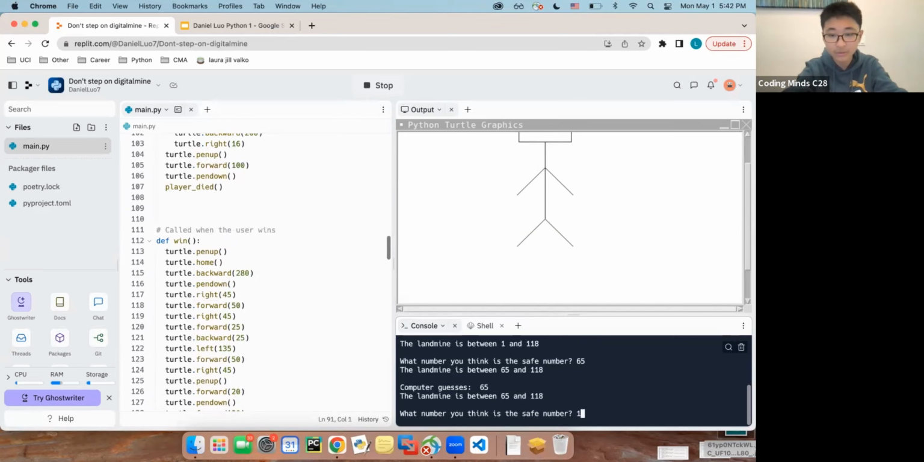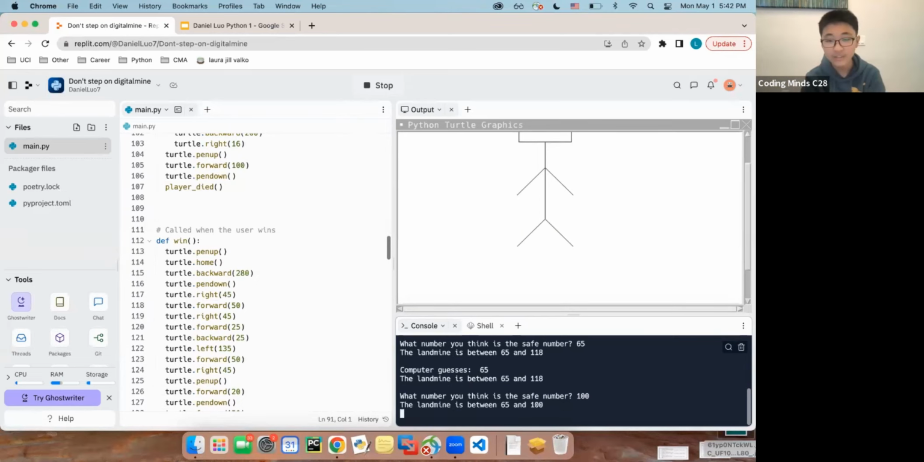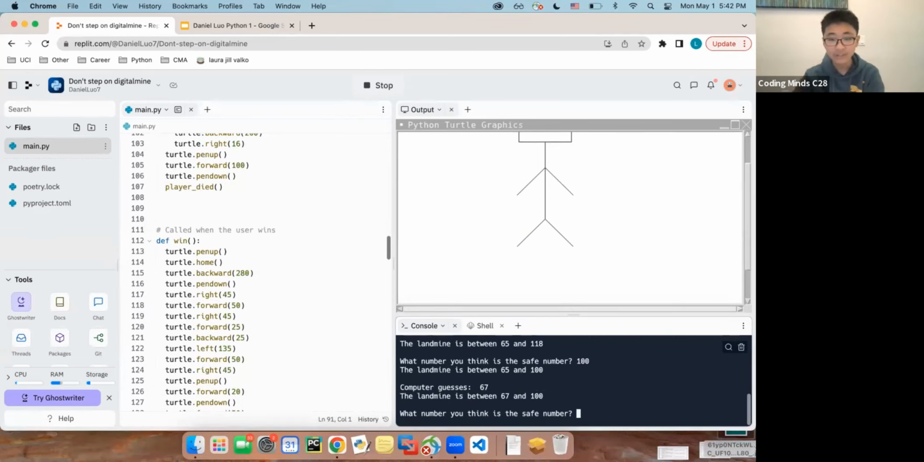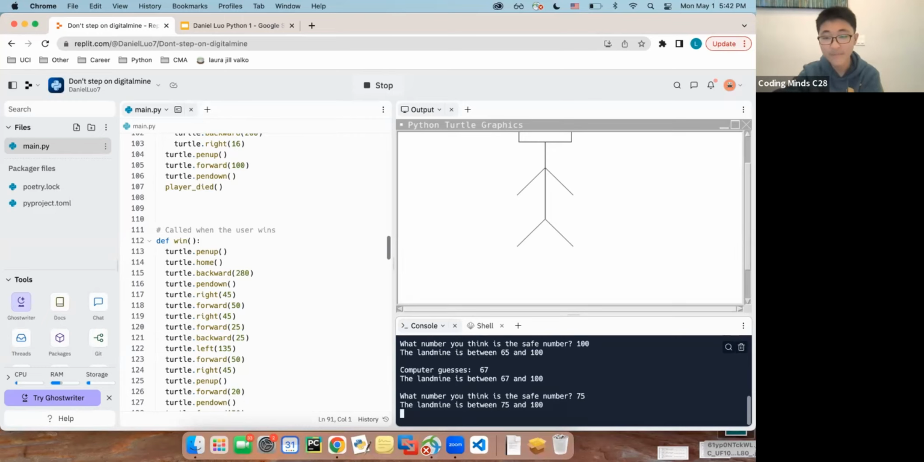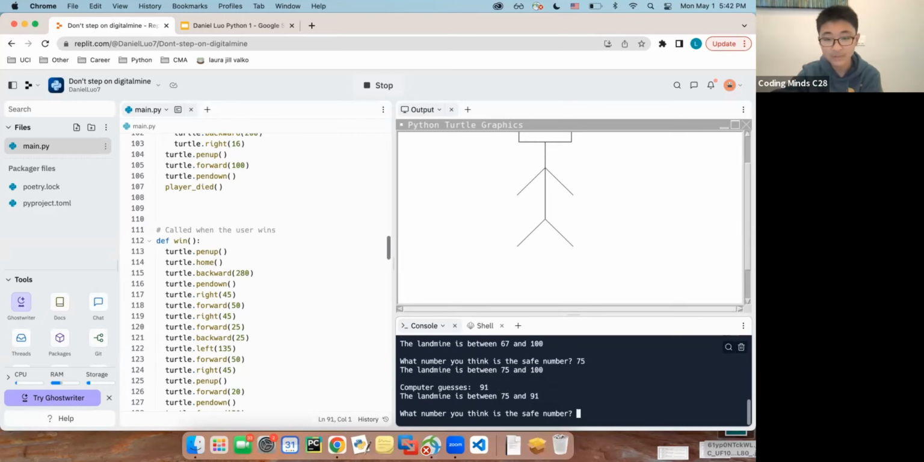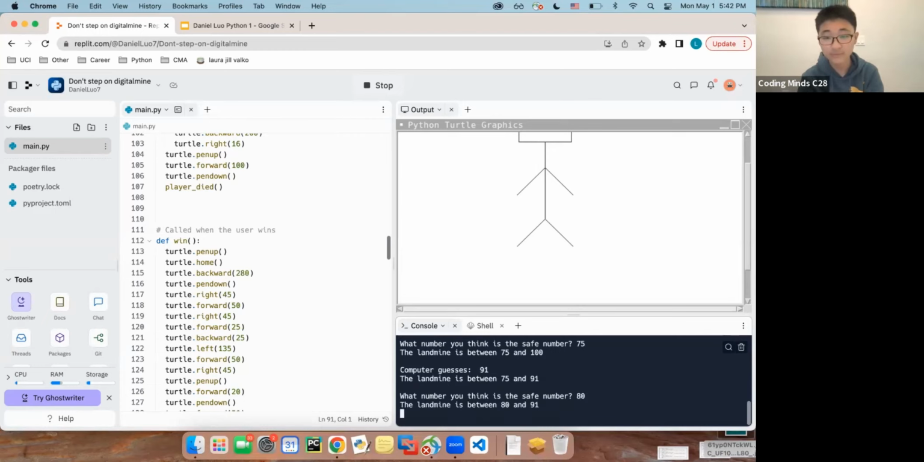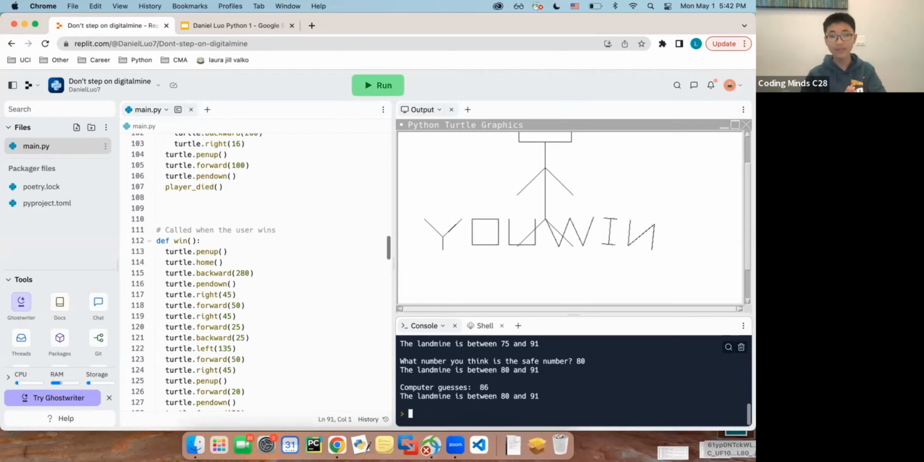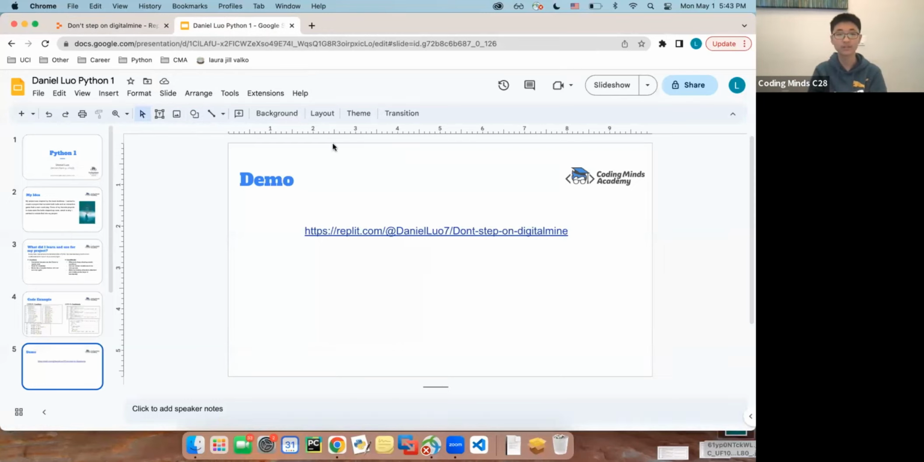I will just choose 100. Oh, so the landmine is between 67 and 100. 75. Oops. 80. Yay, we win because the computer got the landmine. So the computer got 86, which is the landmine. So you lose. So we win, computer loses.